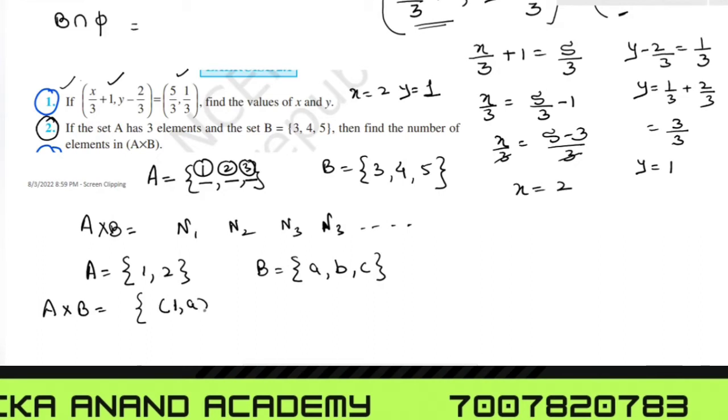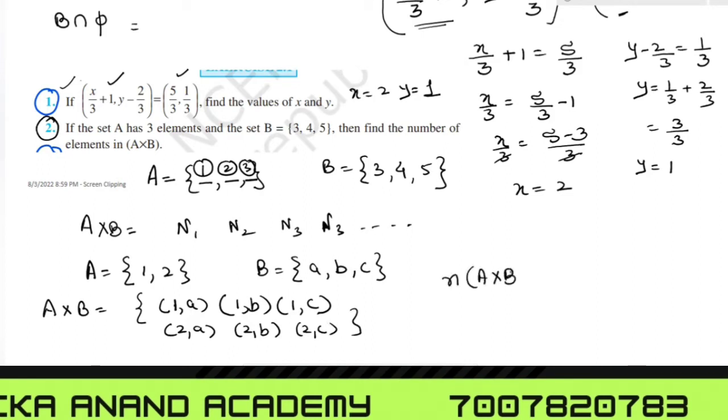1 comma A, 1 comma B, 1 comma C, then 2 comma A, 2 comma B, and 2 comma C. Now, can you count them? How many ordered pairs does A cross B have? 6. Okay. Now, if I don't know the elements, what is the cardinal number of A?